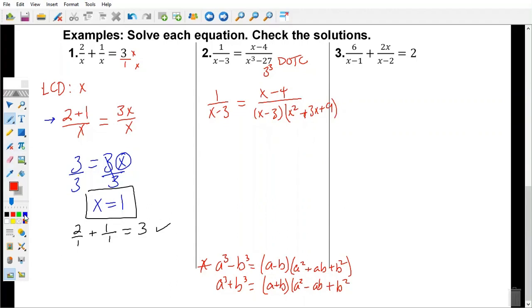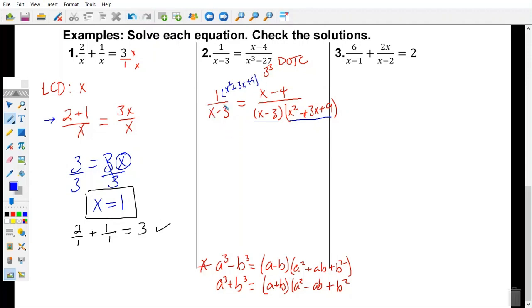All right, so then after we identify our factors, we want to look at our LCD. Well, our LCD is this. That's going to be the least common denominator. So this denominator is missing the trinomial x squared plus 3x plus 9. So what that means is I'm going to have to multiply 1 times x squared plus 3x plus 9.